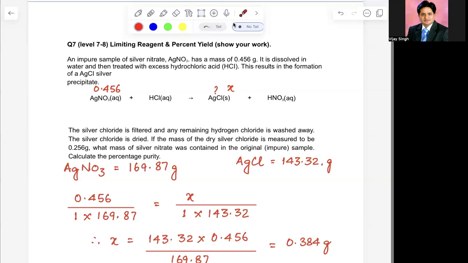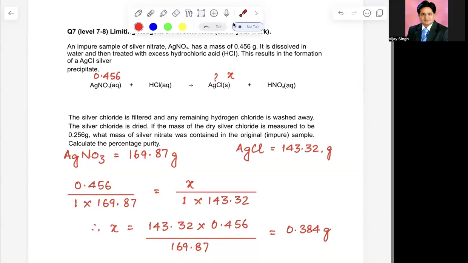If the mass of the dry silver chloride is measured to be 0.256 grams, what mass of silver nitrate was contained in the original impure sample? And you are asked to calculate the percentage purity. So first we'll find the mass of silver nitrate. Molar mass of silver nitrate, I calculated 169.87. You can use the periodic table and solve the molar mass of silver nitrate. You will find the molar mass of silver chloride gives you 143.32 grams.